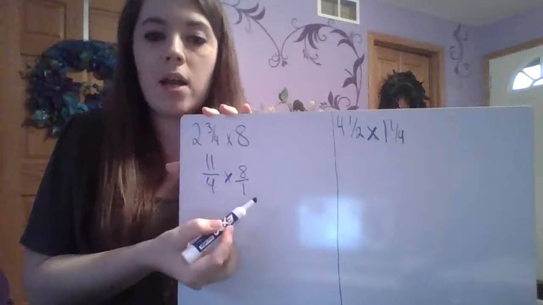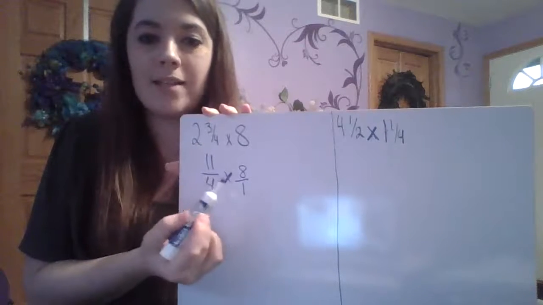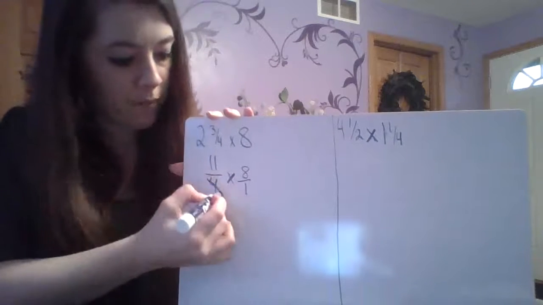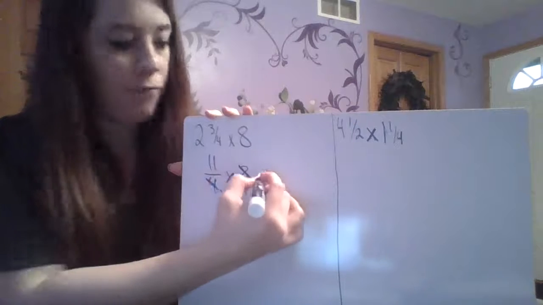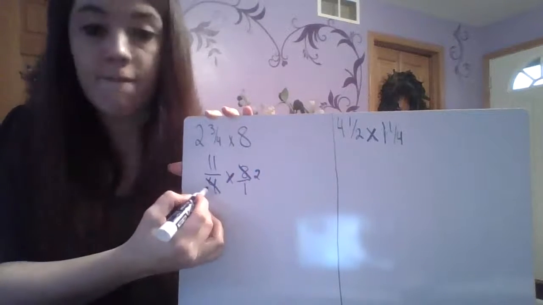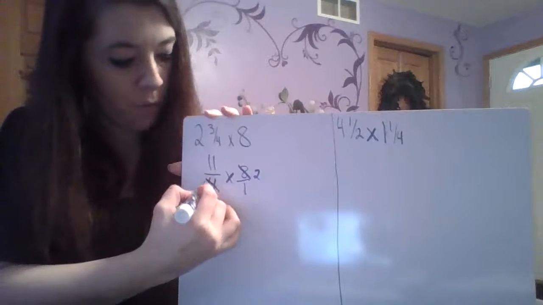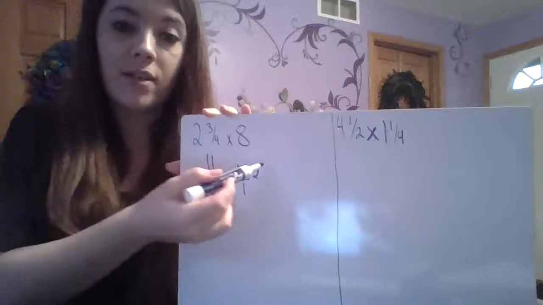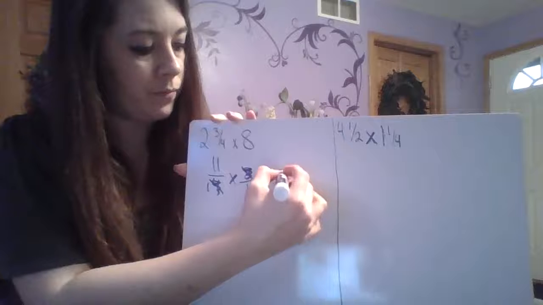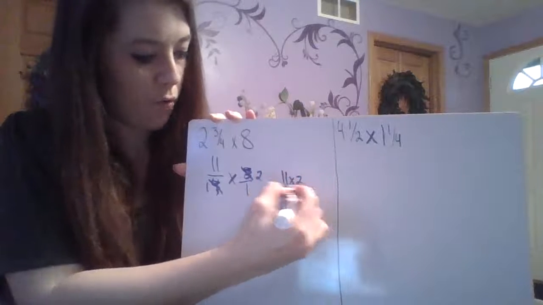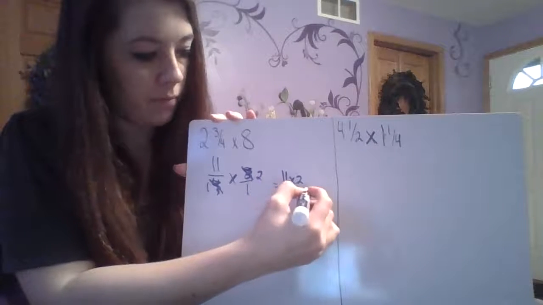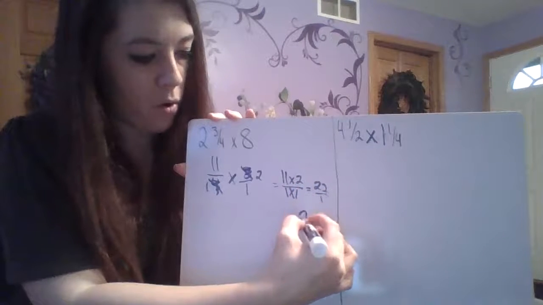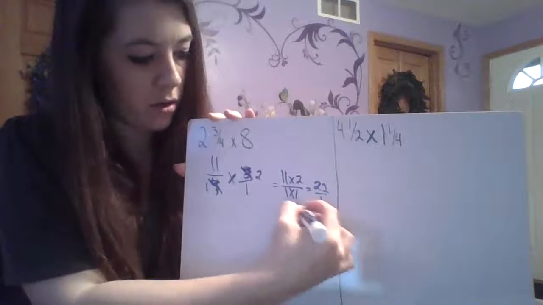So our 8 and our 4 can both simplify. They're both divisible by 4. So 8 divided by 4 is 2. 4 divided by 4 is 1. So they're gone. So now 11 times 2 over 1 times 1 gives us 22 over 1, or just 22.